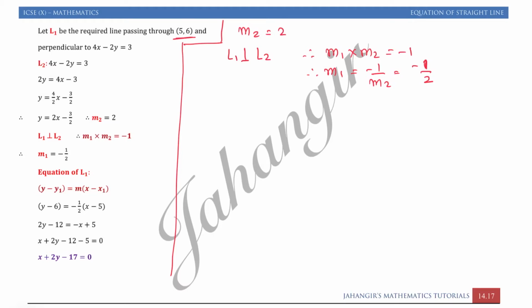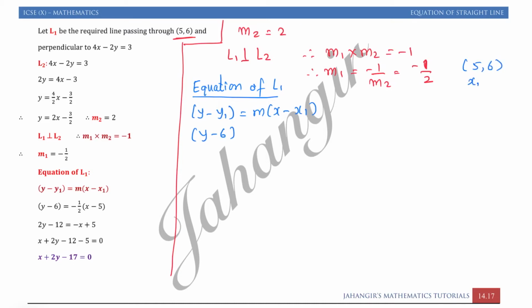And the line is passing through 5, 6. So we can say now the equation of L1: y minus y1 is equal to m into x minus x1. So we can take y minus 6 because our point is 5, 6. So we can write this as x1, y1. Through this point the line passes. So y minus 6 is equal to m, which is minus 1 by 2, into x minus 5.